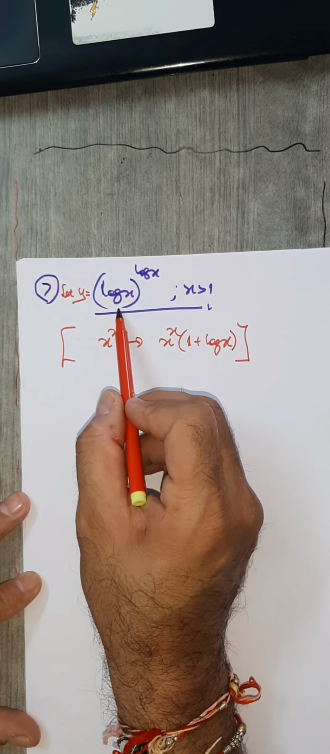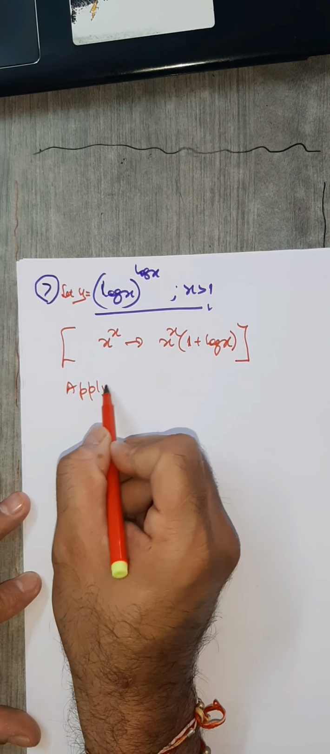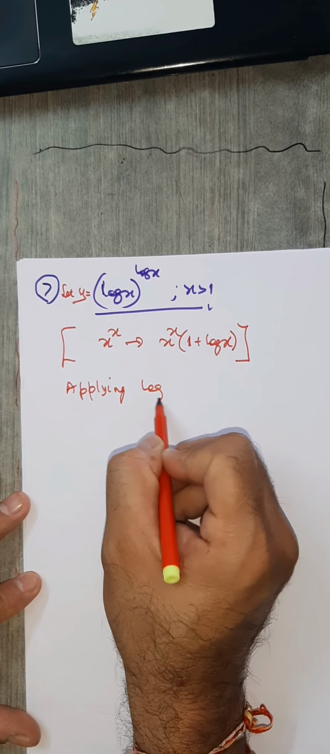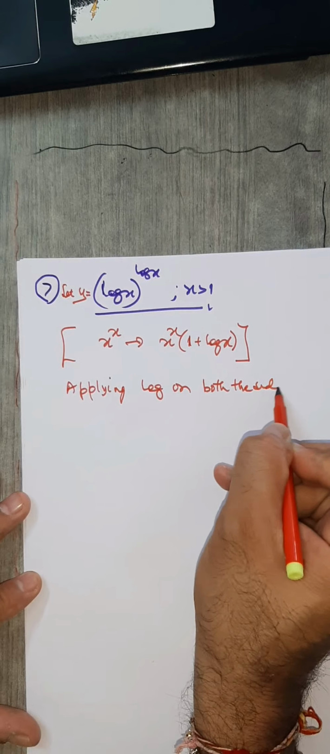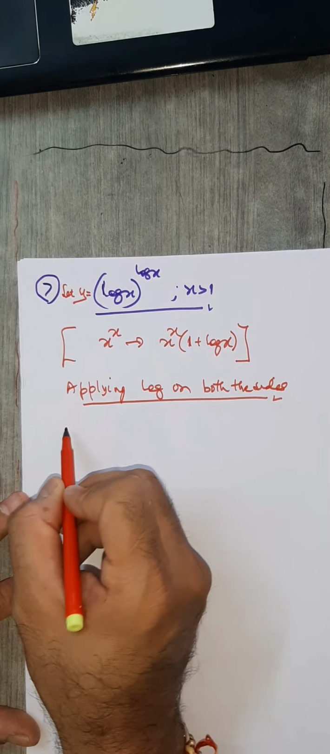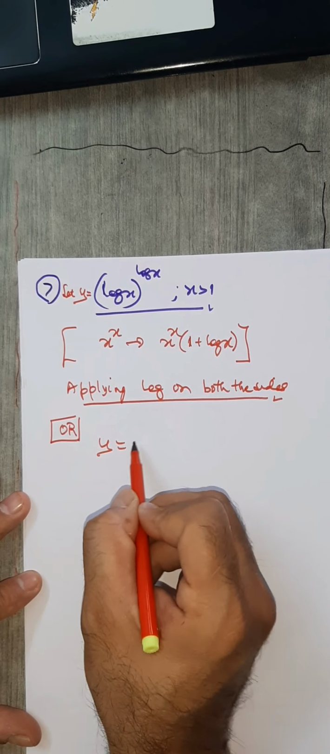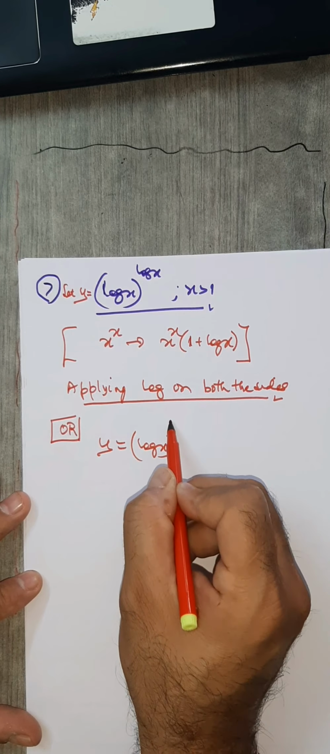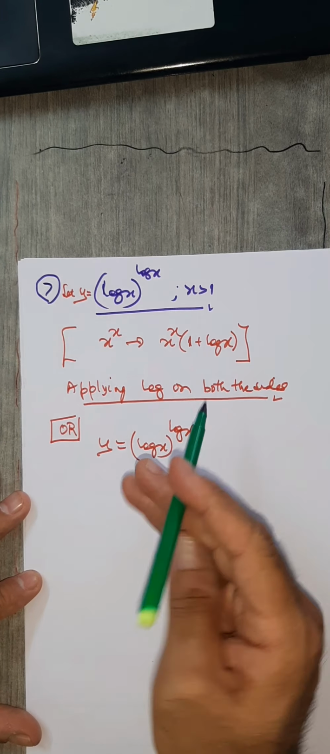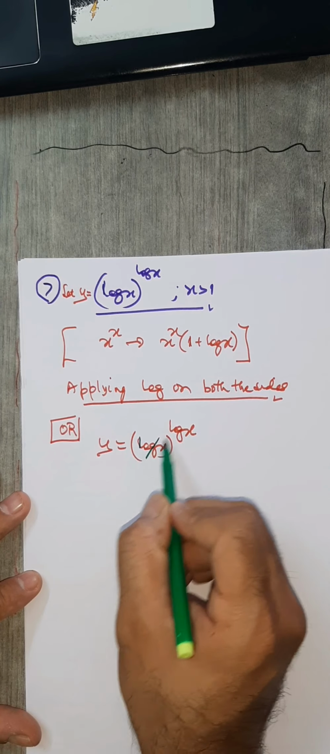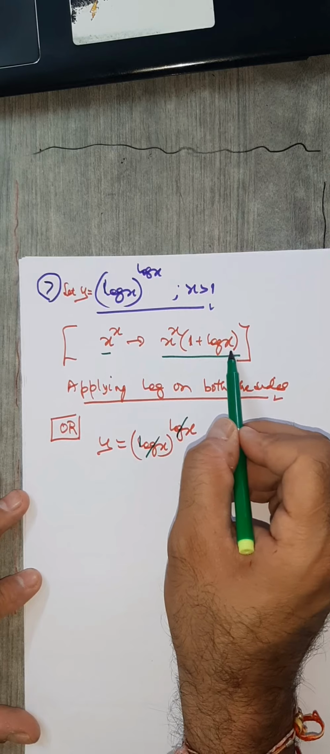Here one way to do this question is you can apply log on both the sides, and you can proceed further. This is one way. But in MCQs, you can do it like this. What you can do is, here you have y equals log x raised to log x. So this looks like x raised to x. You imagine this as x. What's the derivative of x raised to x? x raised to x, 1 plus log x.